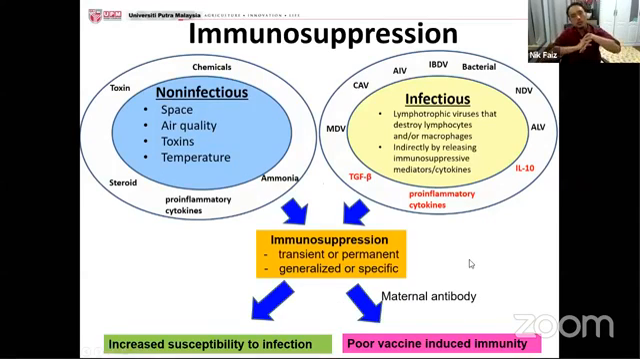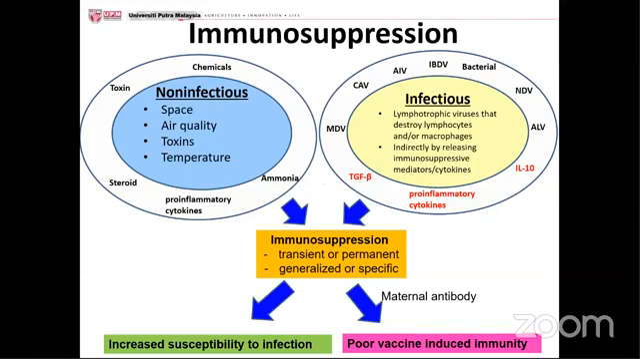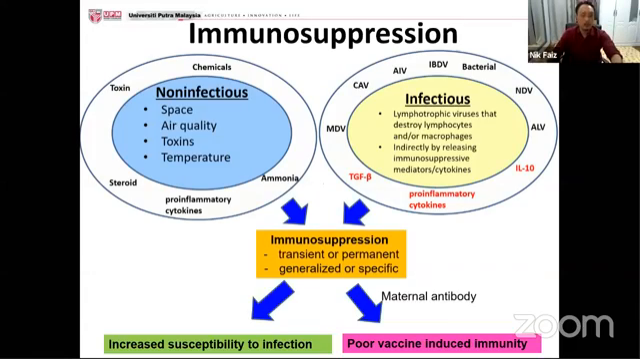When it comes to vaccine efficacy in general, before I finish, you have to consider one thing, which is immunosuppression. Immunosuppression is your enemy to vaccination. So you have to reduce immunosuppression before any vaccination program, because immunosuppression will lead to failure of your vaccination program, whether due to poor vaccine-induced immunity or increased susceptibility to infections.